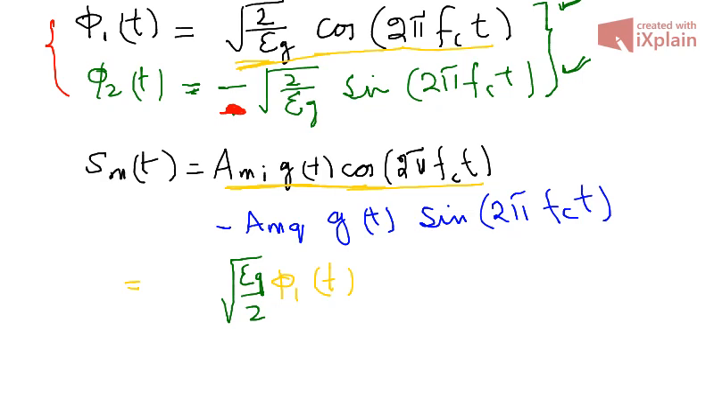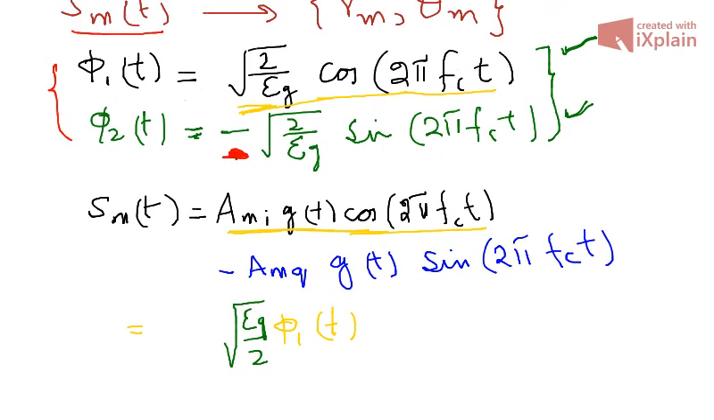Oh, I missed one thing. Let me rewrite it because I missed it here. In phi1 we also have this g of t. This gate pulse is there as well in phi1. So we can always prove that the energy of this is unity and they are orthogonal.